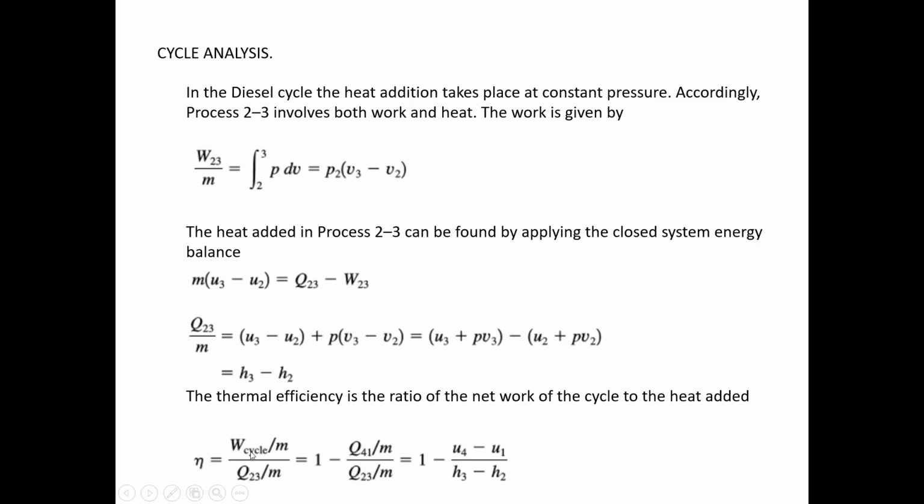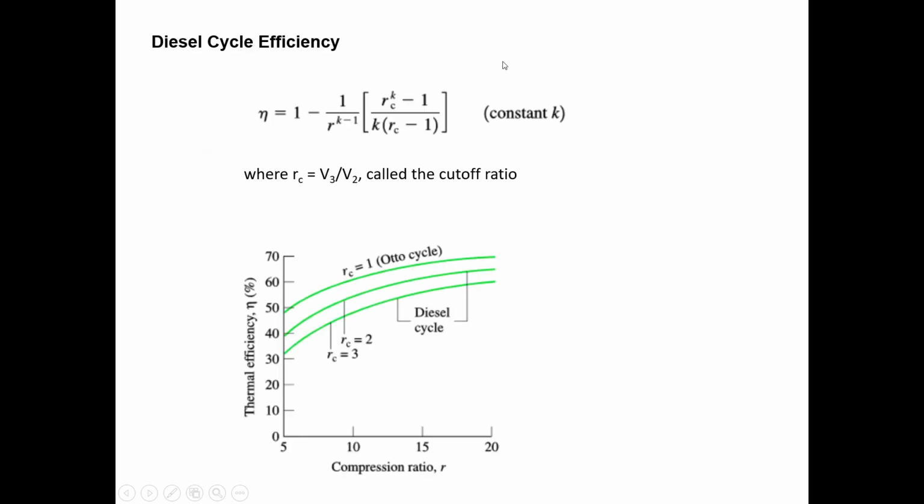So eta equal to W cycle, W net divided by Q in, right? Then we can consider that W cycle or W net equal to Q in minus Q out. Therefore we can consider eta equals 1 minus Q out divided by Q in. So this is how, and then we can consider that one, right? 1 minus U4 minus U1 divided by H3 minus H2, right? Then after that we can construct this equation.